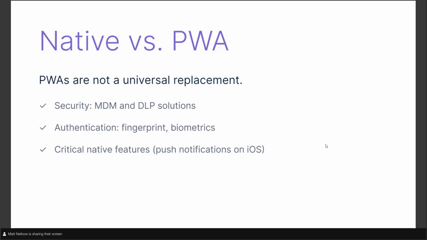And then we've got critical native features. So primarily, again, most everything is available on the web today, but there might be some features. The one that everyone points out is push notifications on iOS. Those are not feasible today, and we don't know when Apple is going to add support for that. So if that's an absolute must, you might want to look at building a native mobile app instead.